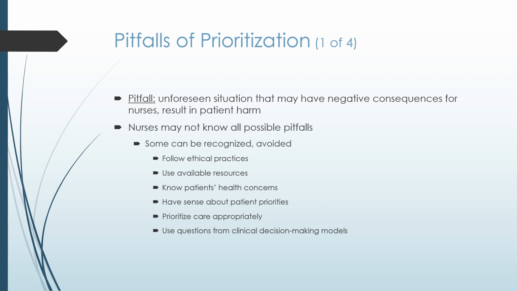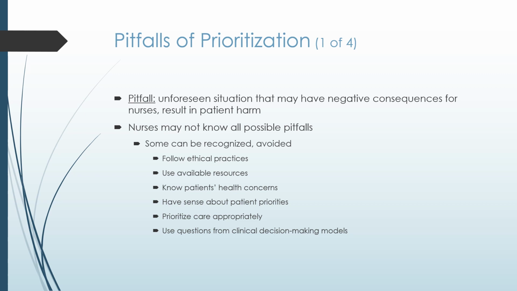Okay, pitfalls of prioritization. Nurses may not know all of the pitfalls, but just know you can recognize some of them, and some of them you really need to avoid. The ones that you can recognize, you need to avoid, okay? Some that can be recognized and should be avoided: following ethical practices, using available resources, knowing the patient's health concerns, having a sense about the patient's priority, prioritizing care appropriately, and using questions from clinical decision-making models such as Maslow's hierarchy of needs and the nursing process, okay?